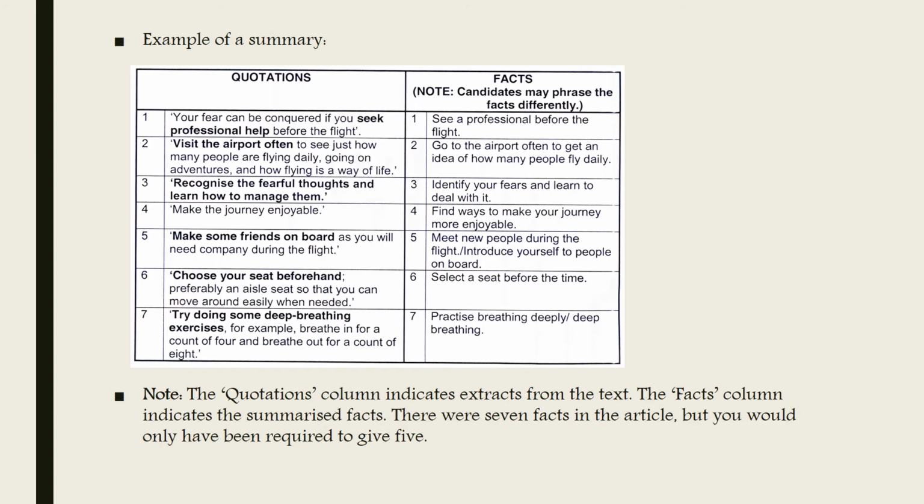Here is an example of a summary. You'll see that in the quotations column, I have lifted from the specific article that this summary was made up of. You will see that in the second column, the facts column, I have changed the words into my own words. So they still contain the fact, but not with the same words given to you in the specific text or article. You will also see, however, that this specific summary had 7 facts. You are, however, only required to identify 5 of them.